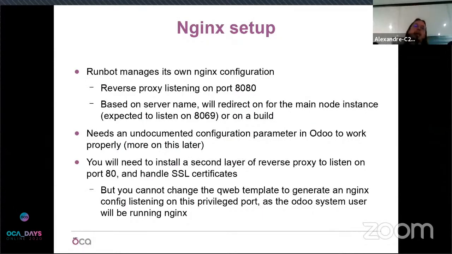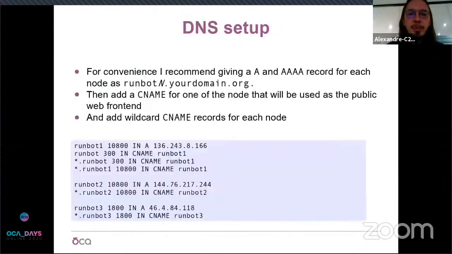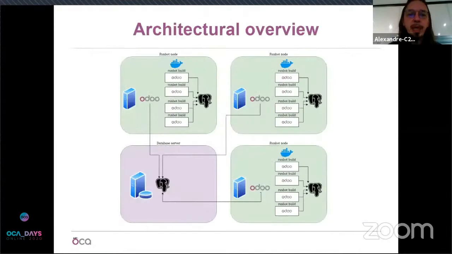Nginx. If you remember this diagram, you have your Odoo, which runs Runbot, and you will need first one Nginx to access this Odoo, one reverse proxy, which listens on port 80, and reverse proxies the default port 8069 on which the Odoo server listens.